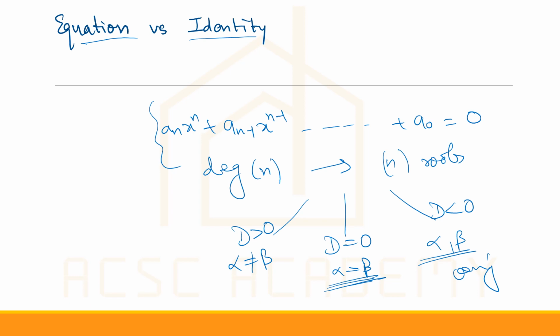But then what about an identity? This was the normal equation which we are aware of. But talking about identity, let us consider this example. I say that ax squared plus bx plus c equal to 0.